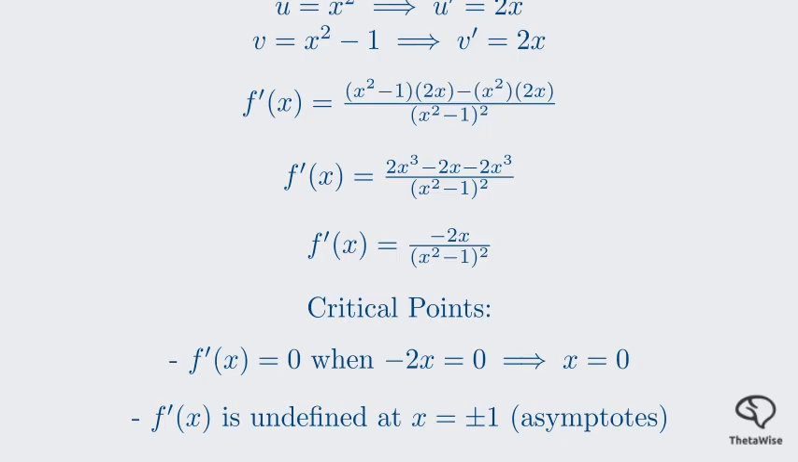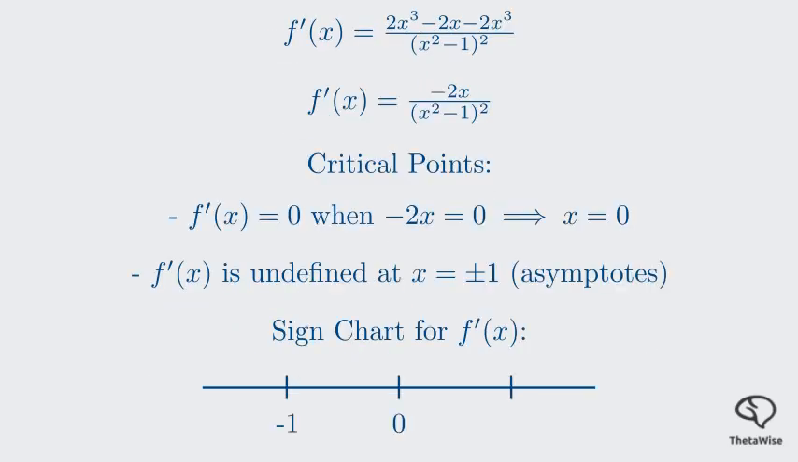Let's create a sign chart for the first derivative. We need to include our critical point and our asymptotes. We place negative 1, 0, and 1 on the number line. This creates 4 intervals. Let's test a value in each interval. Notice that the denominator, x squared minus 1 squared, is always positive. So the sign of the derivative is determined solely by the numerator, negative 2x.